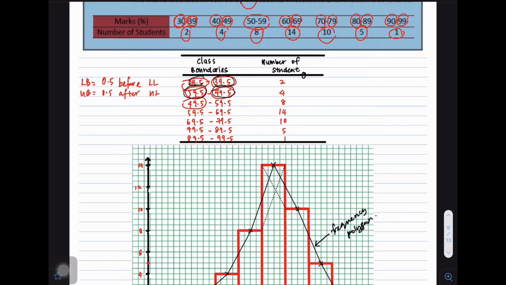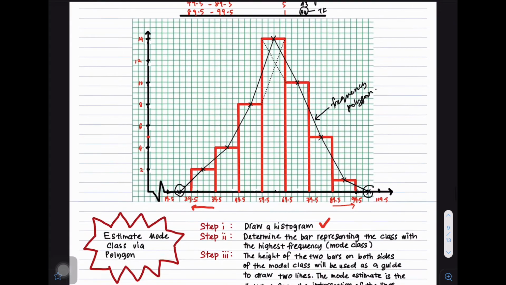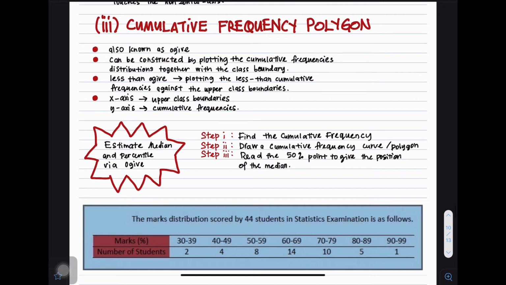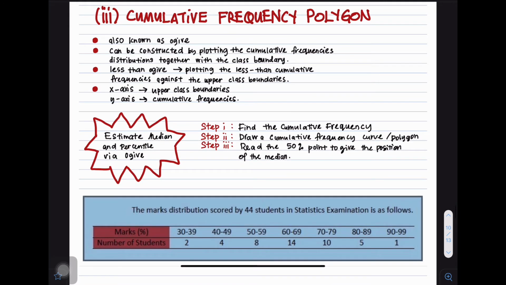And then 0 plus 2 is 2 here, 2 plus 4 is 6 here, 6 plus 8 is 14 here, 14 plus 14 is 28, 28 plus 10 is 38, 38 plus 5 is 43, and the last one, 43 plus 1 is 44, and these represent the total frequency of the data. So this called as a cumulative frequency. So for us to construct a cumulative frequency polygon, of course we need a cumulative frequency.